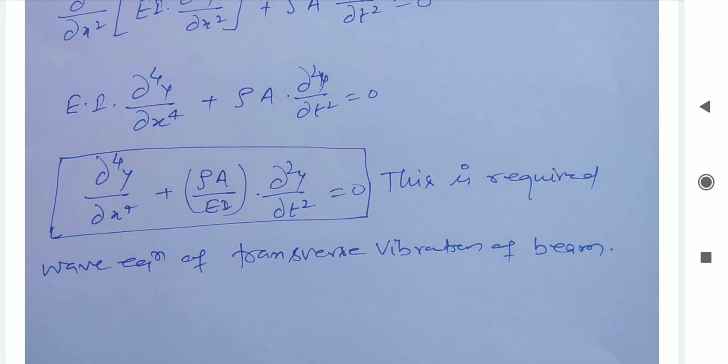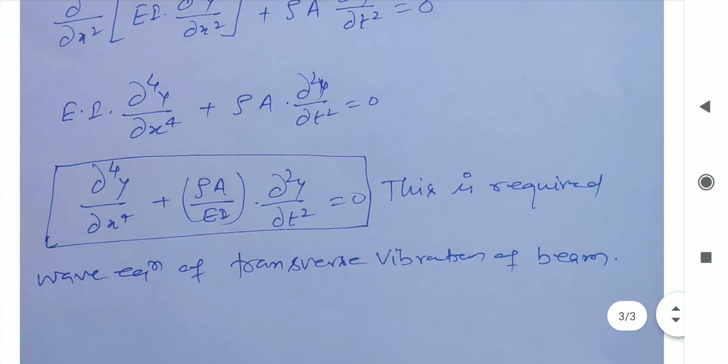There are modes, that means there are 4 constants. According to that, this solution is taken as lambda to the power 4, a fourth order differential equation. So you should determine the solution of that differential equation and describe the behavior of the beam. So in this way we determine the wave equation of the transverse vibration of the beam.